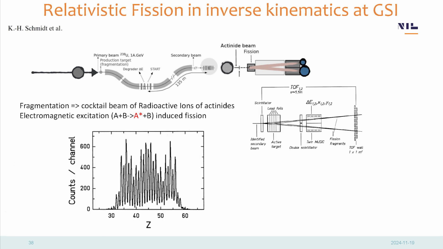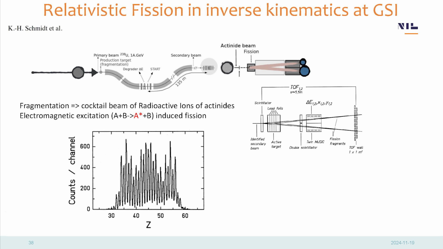So what happens is that you come here, you make your reactions on an active target. It's not really important here, but basically you make different reactions and you can tag the reactions. And then afterwards here you have what's called the MUSIC chamber, where you measure the energy loss. And this is what you measure basically in terms of charge. So here you really resolve the charge. So this is the charge distribution.